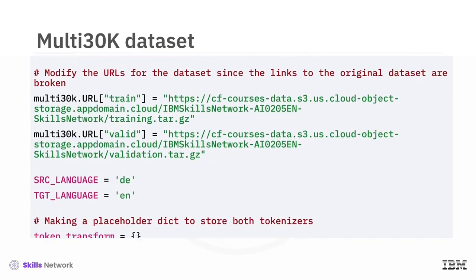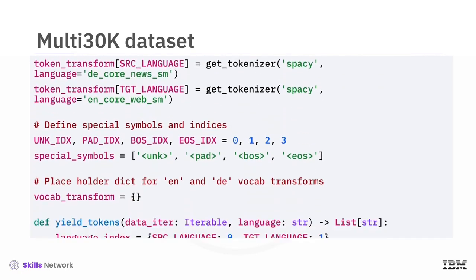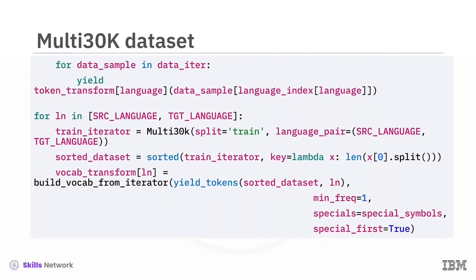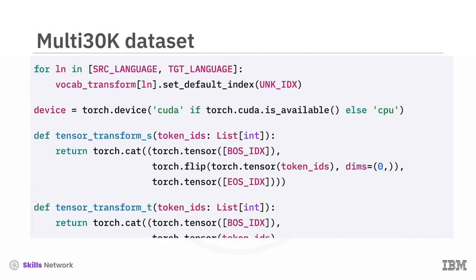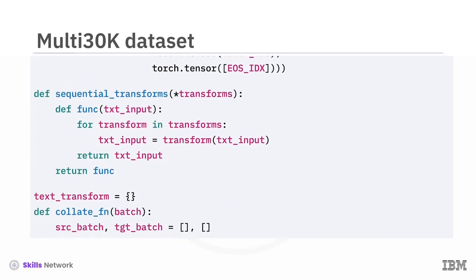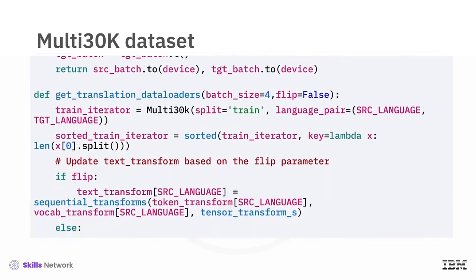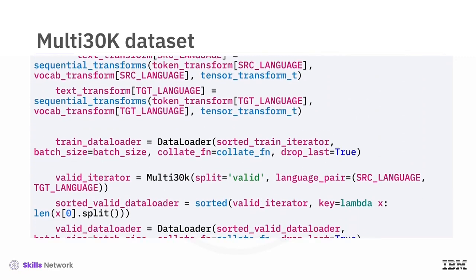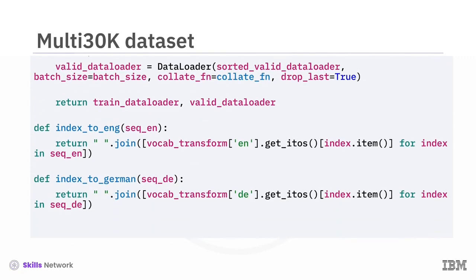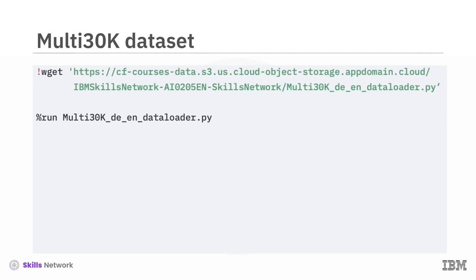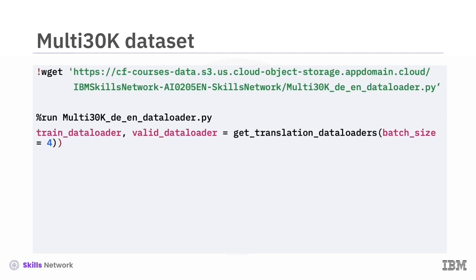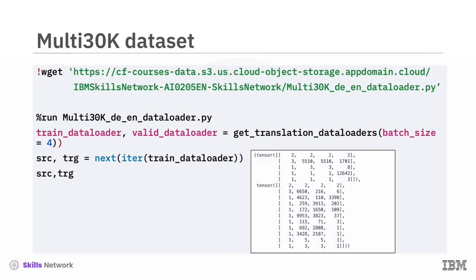A .py file has been created that fetches the Multi30K dataset. The collation, that is, tokenization, numericalization, and addition of beginning of sequence, or BOS, end of sequence, or EOS, and padding have also been done. You will also see the created iterable batches of SRC and TRG tensors. As a first step, you must download and run the .py file. Then call the getTranslationDataLoaders function with an arbitrary batch size to create the data loaders for training and validation. You can also check a data sample.